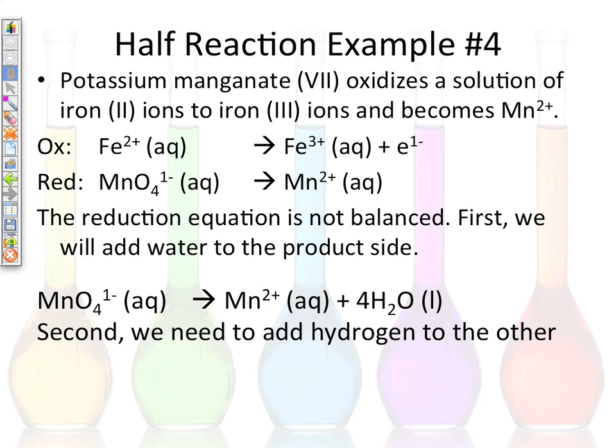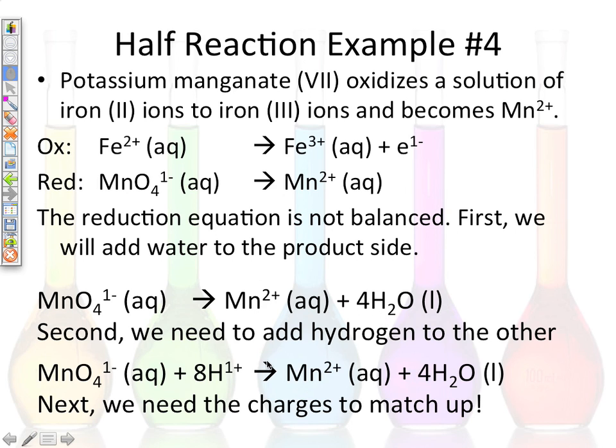How many hydrogen atoms do I have to add to the reactant side? 8, yes. Because I deal with H pluses, not H2s, I need 8 of them because I have 4 times 2 here. I need 8 hydrogens added. So I have my MnO4 1 negative, plus 8 hydrogen ions, 8 H pluses, so it goes to Mn2 plus 4 waters.